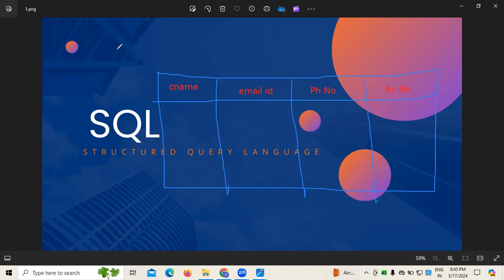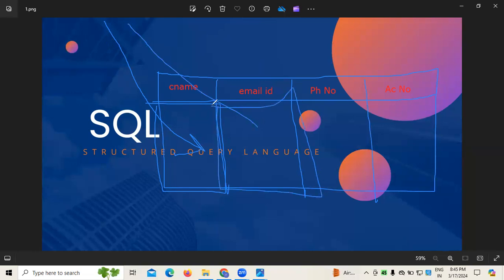For example, the customer has given some names. They have mentioned some names in the form. What will happen? Those details have to come and be stored in the name column. Next, for example, if some mail ID was given in the form, that has to be stored in the email ID column. If someone has given any phone number or contact details, it has to be stored in the phone number column. If someone has given the account number details, it has to come and be stored in the account number column. Right or not?